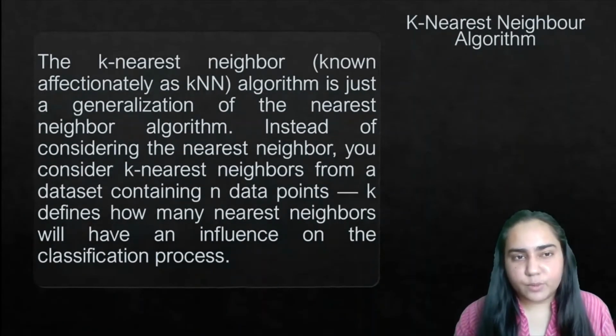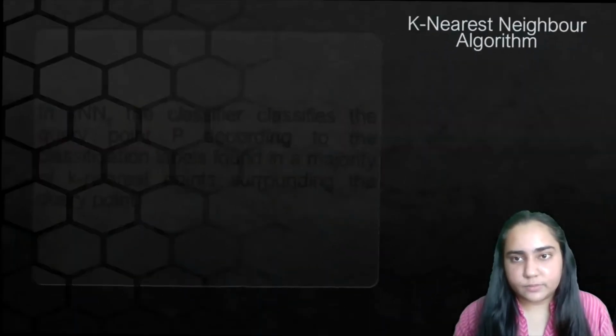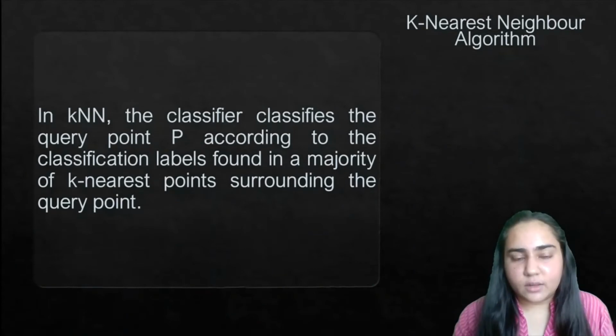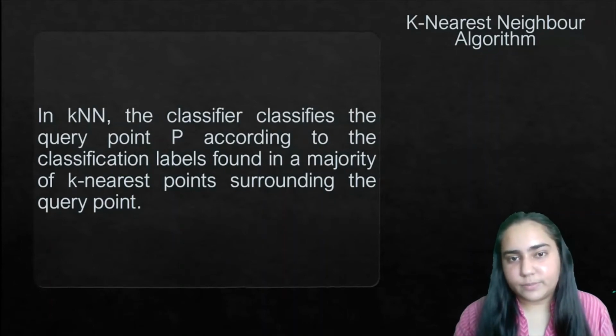The k-nearest neighbor, which is also affectionately called kNN, is just a generalization of the nearest neighbor algorithm that we discussed in one of the previous videos. And instead of considering the nearest neighbor, you consider k-nearest neighbors from a data set containing n data points. And here k defines how many nearest neighbors will have an influence on the classification process. In kNN, the classifier classifies the query point P according to the classification labels found in a majority of k nearest points surrounding the query point.